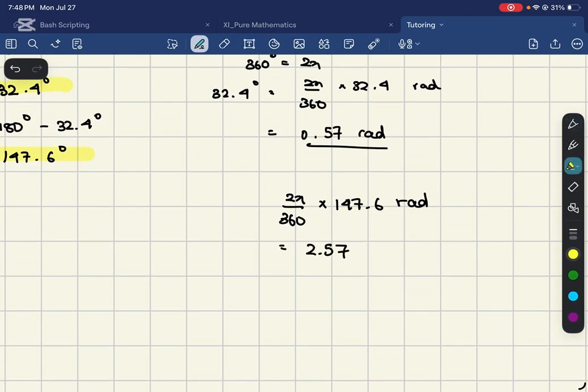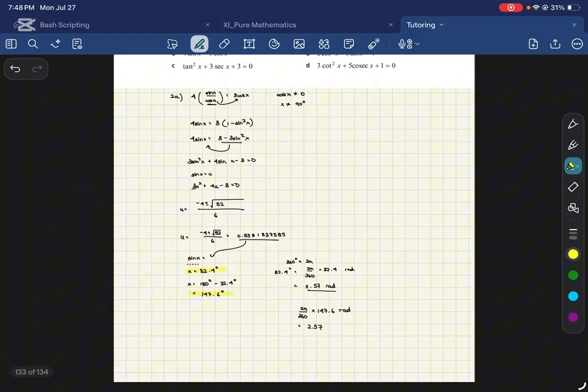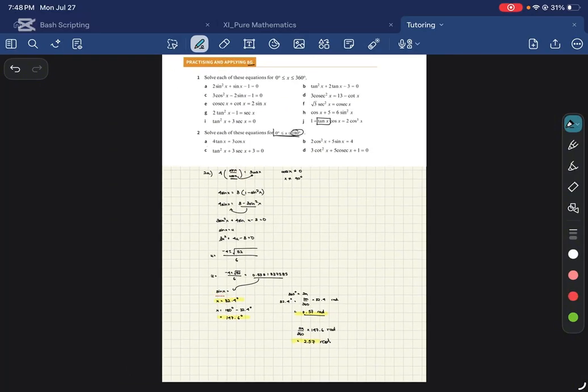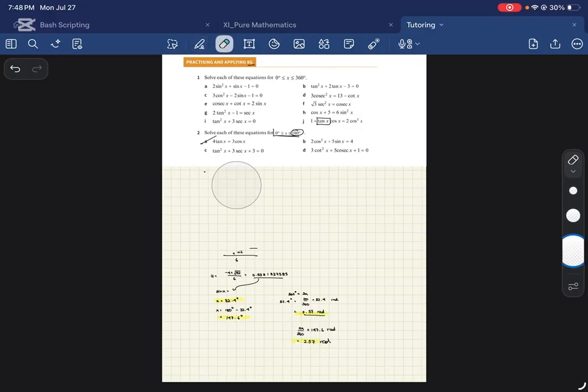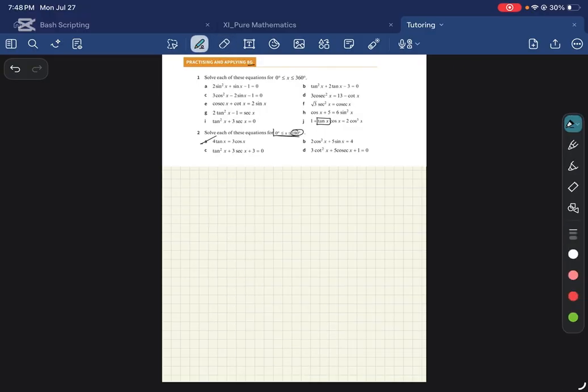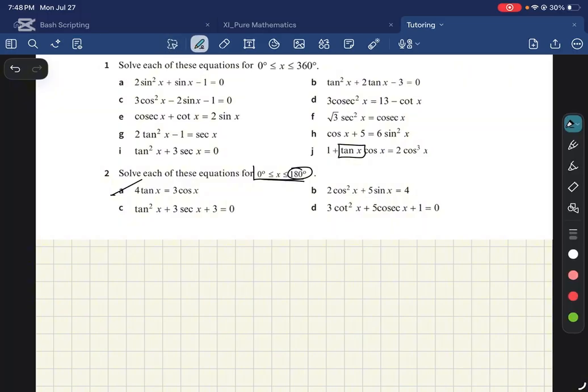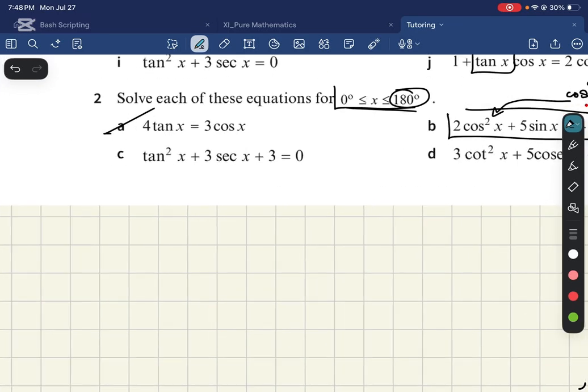Because your domain is in degrees, I would prefer to list it in degrees, but your textbook gives it in radians for I don't know what reason. So you can just convert your final answer back to radians. All right. So I'm going to leave part B to you because we've done similar questions. Instead of cosine squared x, you just substitute 1 minus sine squared x, and everything else is routine. So let's do C.